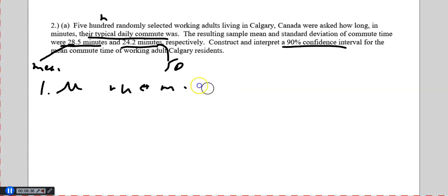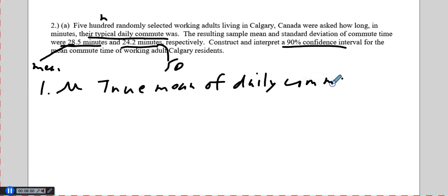I'm just going to start that over. Even for me, that's bad. True mean of daily commute in minutes. And you can go further. You can say, of working adults in Calgary, Canada. I mean, whatever. But it's basically the true mean of daily commute in minutes.